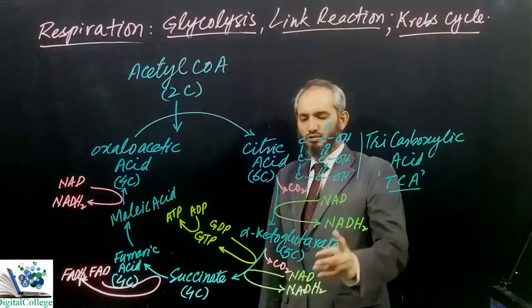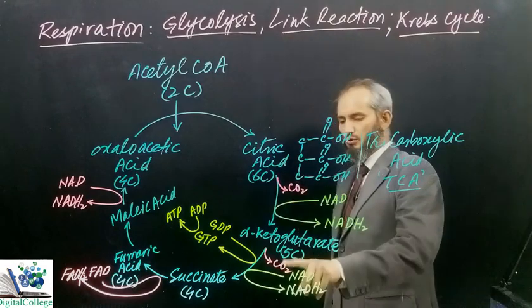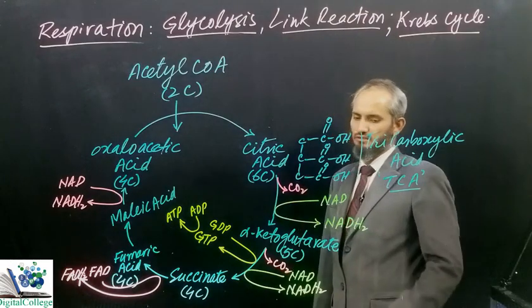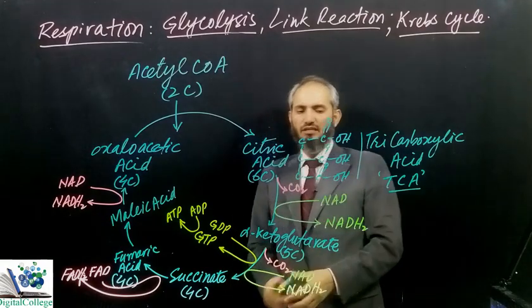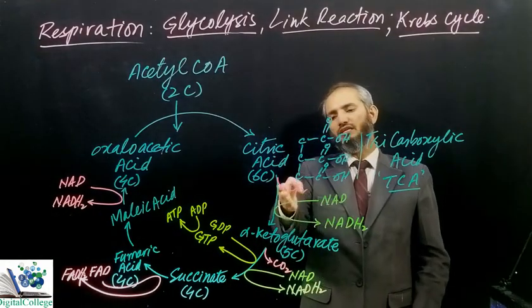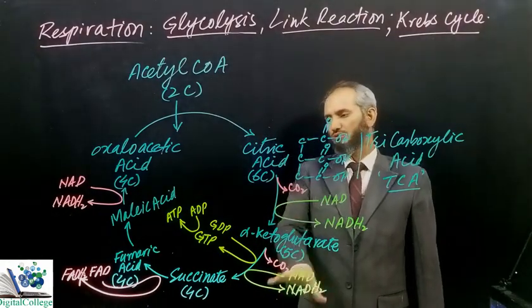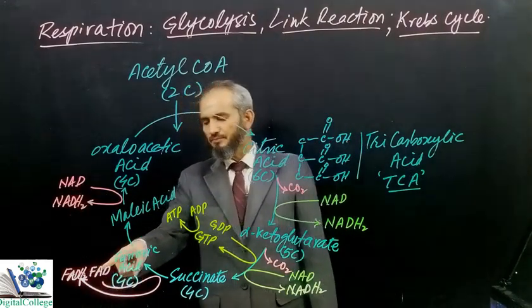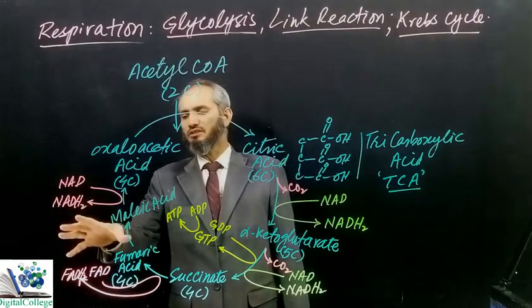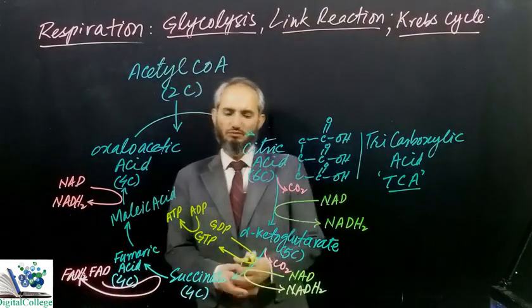During these 2 processes, there is decarboxylation and dehydrogenation. As I have shown here in green, it means there is dehydrogenation along with decarboxylation. This is an oxidation process. But as I have shown here in red, it is only the oxidation process. There is no decarboxylation process.